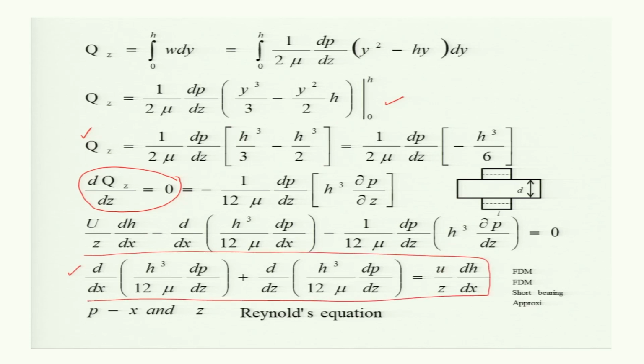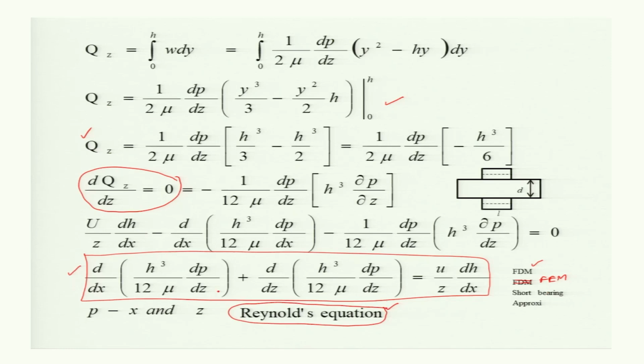By solving it, we can get the pressure profile in the clearance space, but it can be solved either by the finite difference method or the finite element method, or by certain approximations which are the short bearing approximation or the long bearing approximation. This is also called the Reynolds equation. This is the very basic equation.